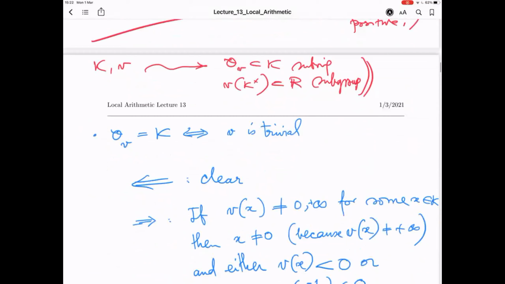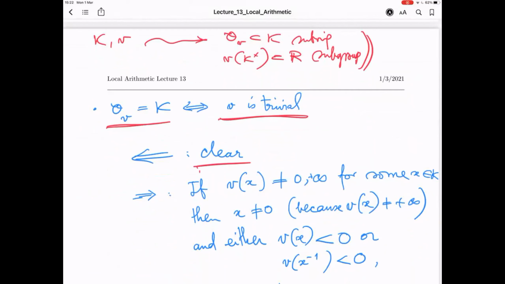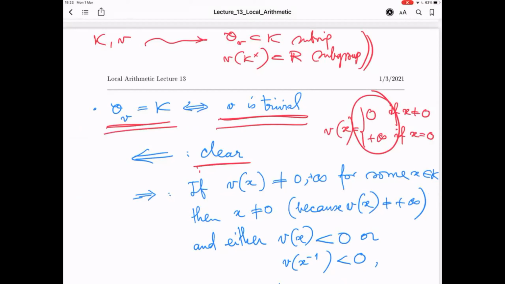Now, when is the valuation trivial? It's trivial precisely when this ring of V integers is equal to K. That's easy. If V is trivial, then the only valuations are V of x equal to 0 if x is non-zero and plus infinity if x is equal to 0. So if V is trivial, then clearly O V is equal to K.